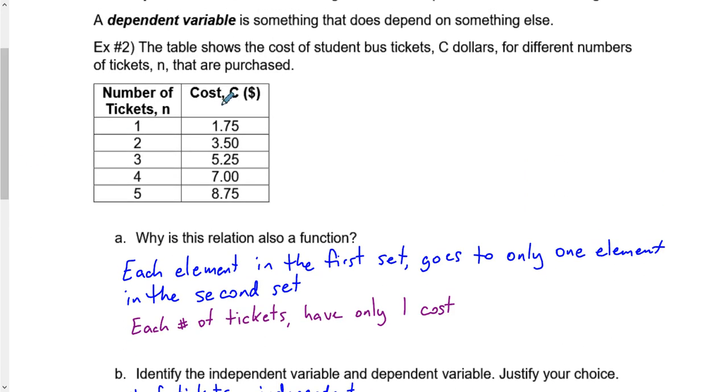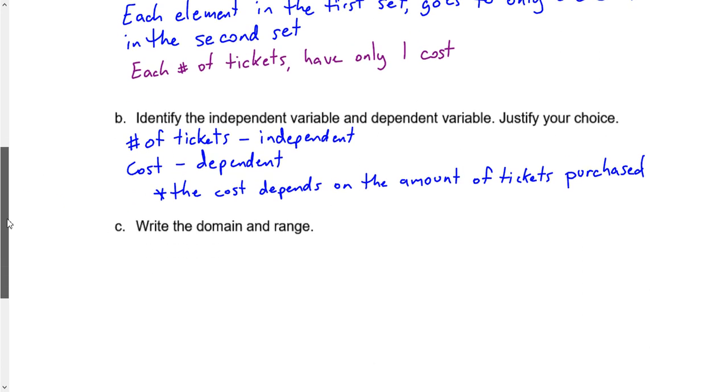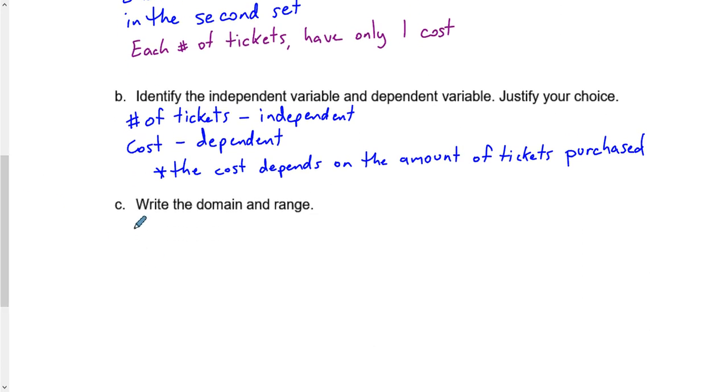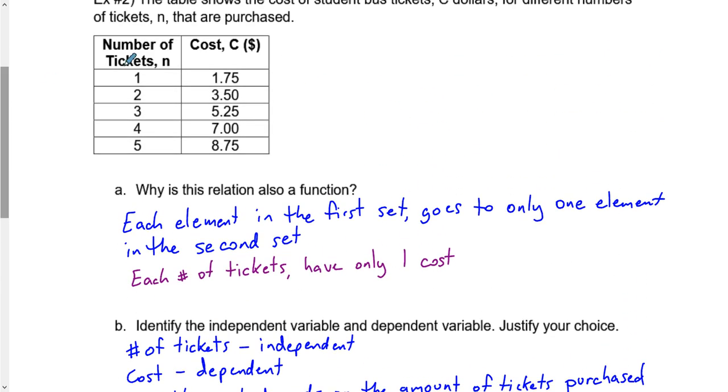So this is the number of tickets purchased. Now we'll write our domain and range. Our domain: we're actually going to use a slightly different variable for this one, because we're talking about this being our first set. You can see that 1 costs that, 2 costs that. These 1, 2, 3, 4, 5 are our first set.